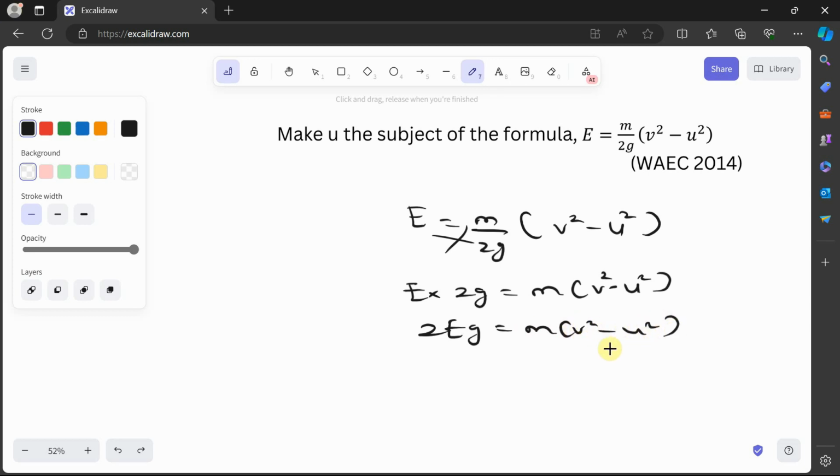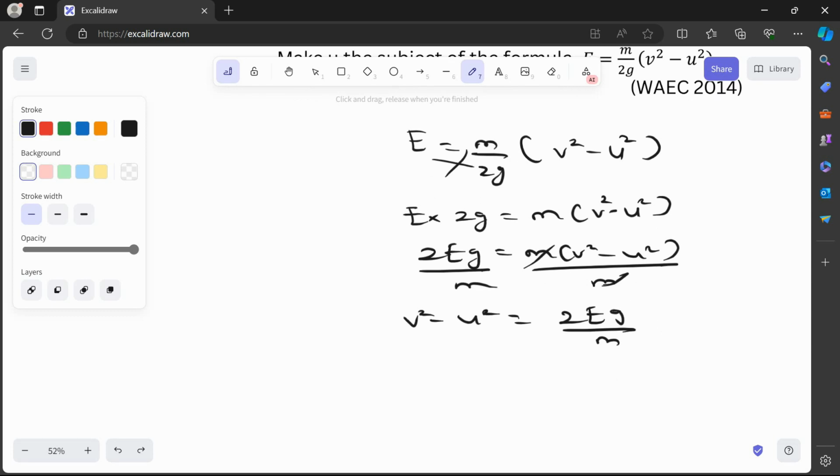So the next thing is that we want to make use of the formula, so I can divide both sides by m. So this will cancel this. What will be left is v squared minus u squared is equal to 2eg all over m. Because we want to make use of the formula, I will take whatever is not used to the other side. That will be minus u squared is equal to 2eg all over m. Then this will be minus v squared.